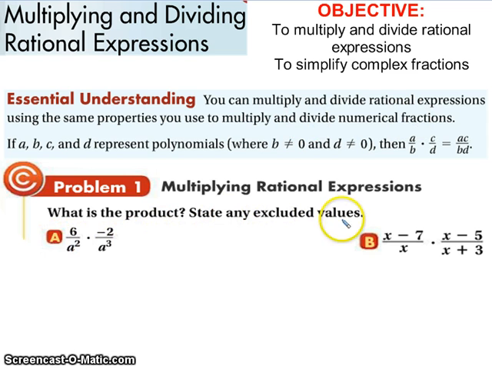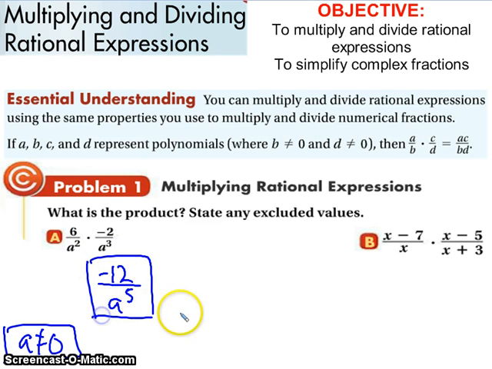Remember, we're still doing excluded values, so right now I know that I cannot have a equal to 0. So I'm going to multiply, and there's my answer. Excluded values over here: x cannot equal 0 or -3.